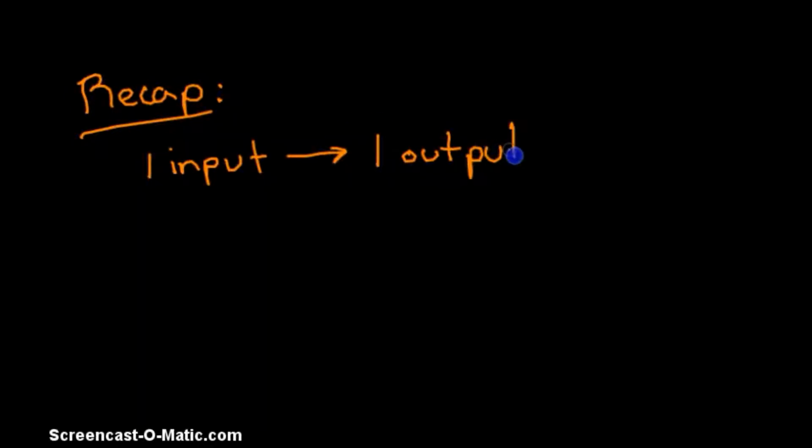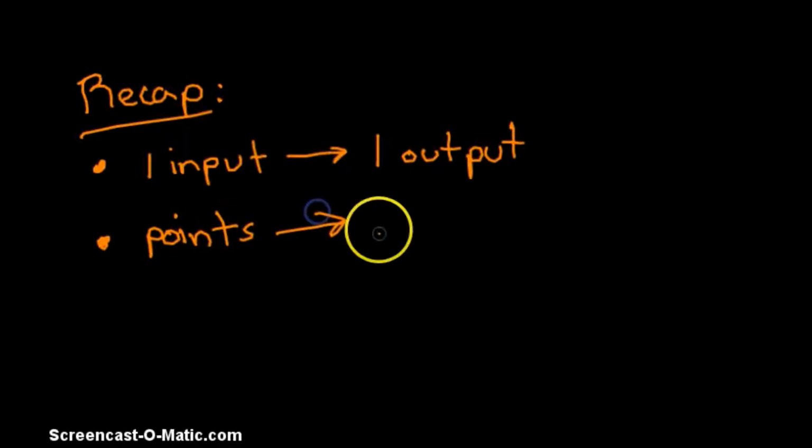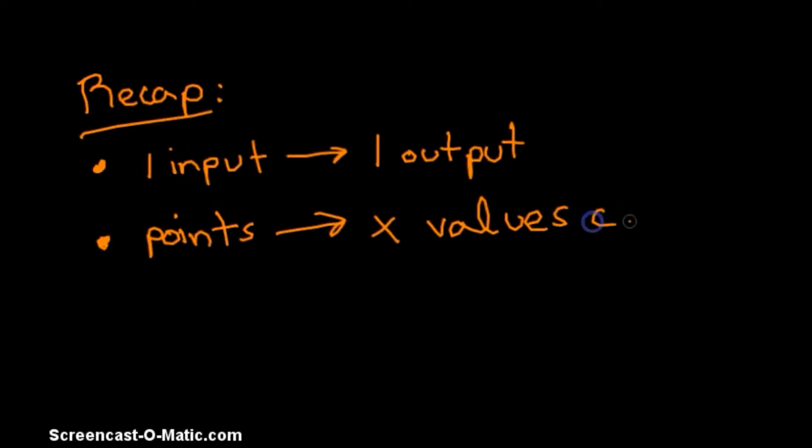So as a recap, let's think about what our functions are. A function can only have one input that maps to one output. This is called a one-to-one correspondence. So this is our first point, one input to one output. Our second idea that we covered was that if we're looking at points, we really want to consider the x value first. X values cannot repeat.